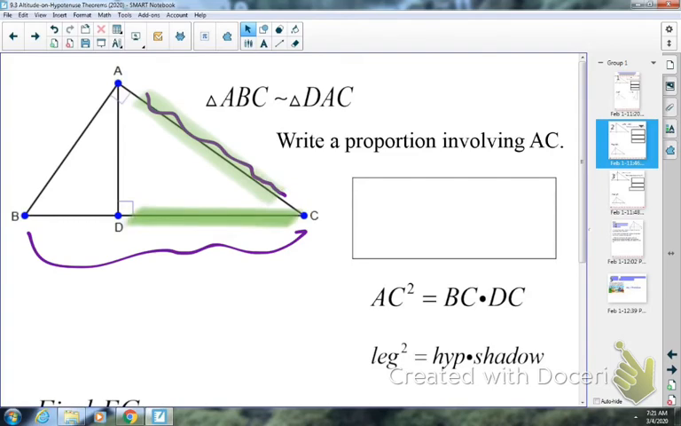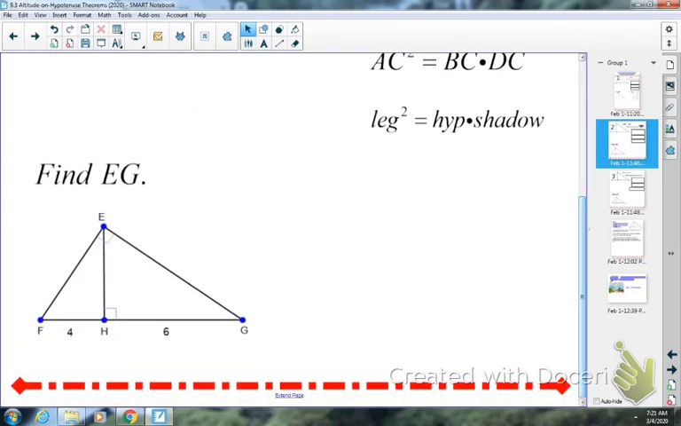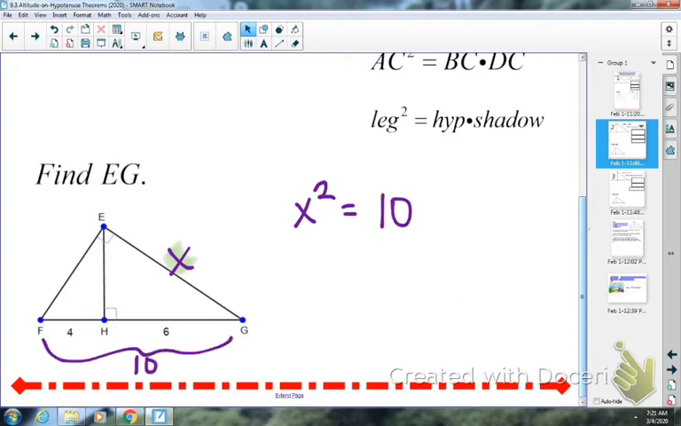Okay, so let's practice a few more here. This time I want to find EG, so let's call EG x. My leg squared equals the hypotenuse, which is going to be 4 plus 6, which is 10. And then the shadow of this leg on the ground here would be 6. Or again, out of these two pieces, the 4 or the 6 is the one adjacent to my leg. So x squared would equal 60.